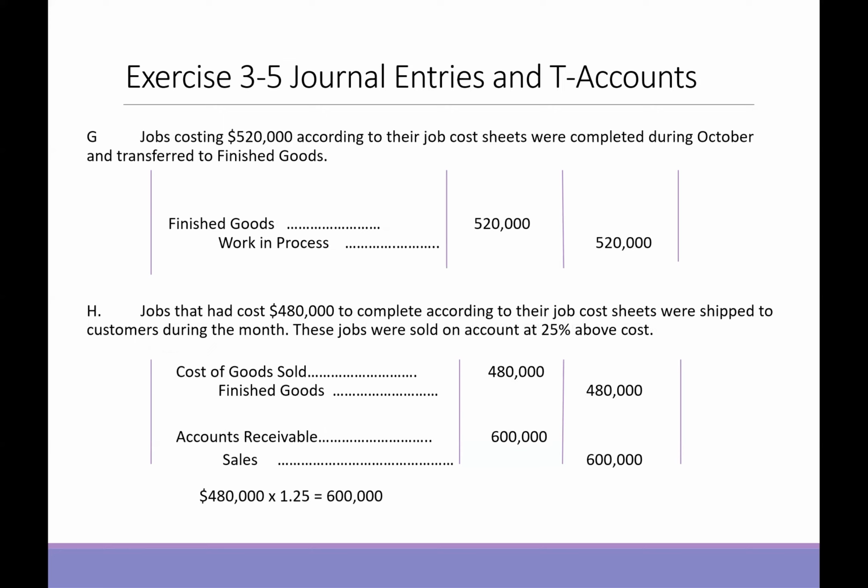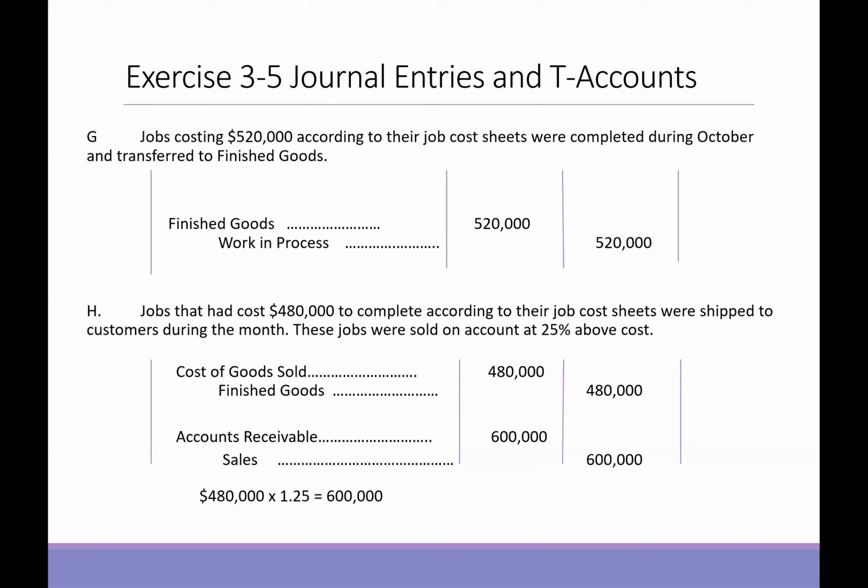Jobs costing 520,000 according to their job cost sheets were completed during October and transferred to finished goods. So we know to debit our finished goods 520,000 and credit our work in process 520,000.